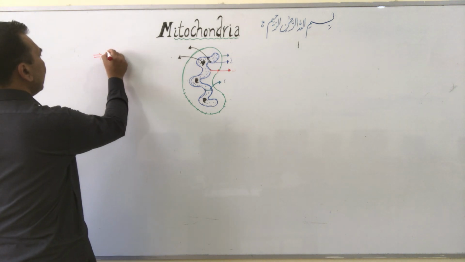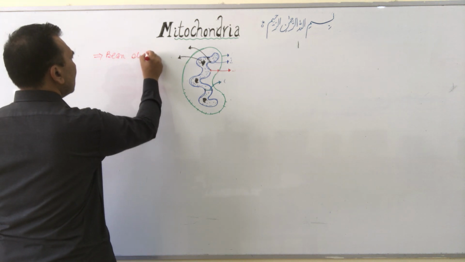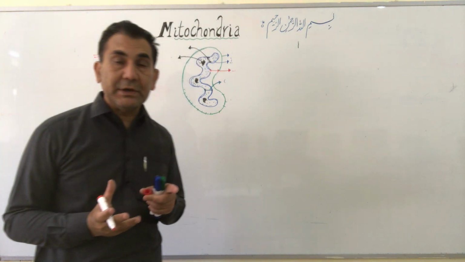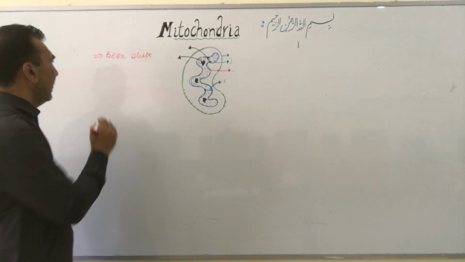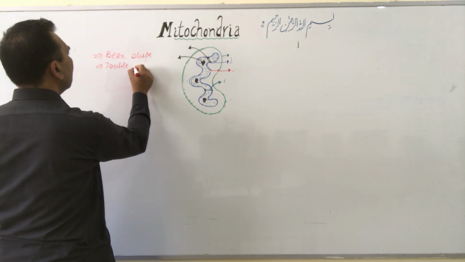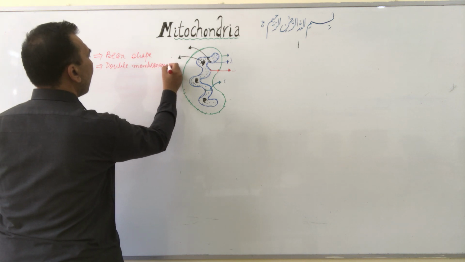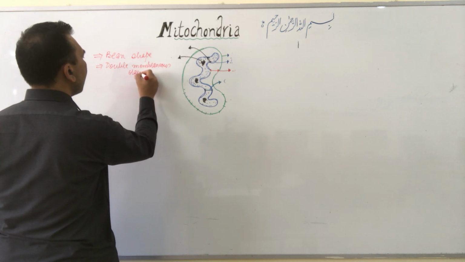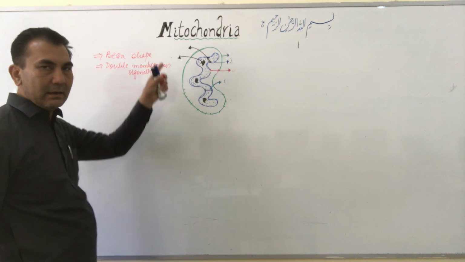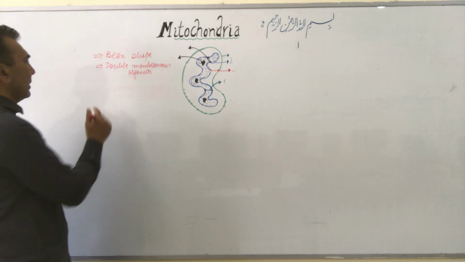The first one, it is a bean-shaped organelle. It is a bean-shaped organelle which is present inside the cytoplasm. The second one, it is a double membranous organelle. It has two membranes. One is the outer membrane and the other one is the inner membrane. So it is called a double membranous organelle.